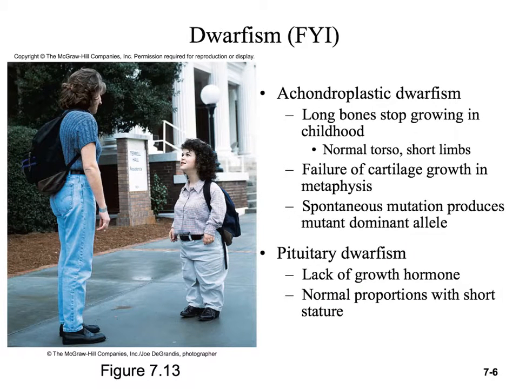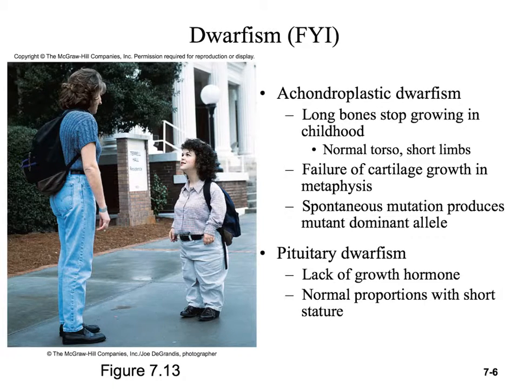This next slide I left in here, it's more of an FYI. You don't have to know this for your test, but dwarfism is a type of bone disorder, and there's two types: achondroblastic dwarfism, where the long bones stop growing in childhood. Because the long bones stop growing so early, you have a normal-sized torso but shorter limbs. So that's what causes that. It's failure of the cartilage growth in the metaphysis. So again, if you don't have that cartilage growth in the metaphysis, that's not going to cause the bone lengthening.